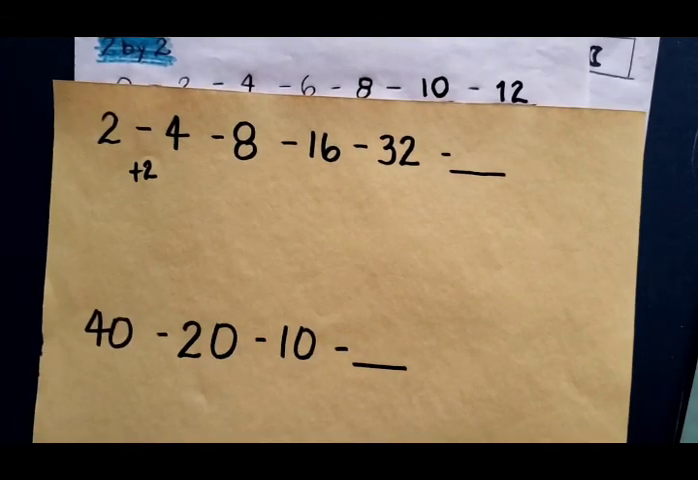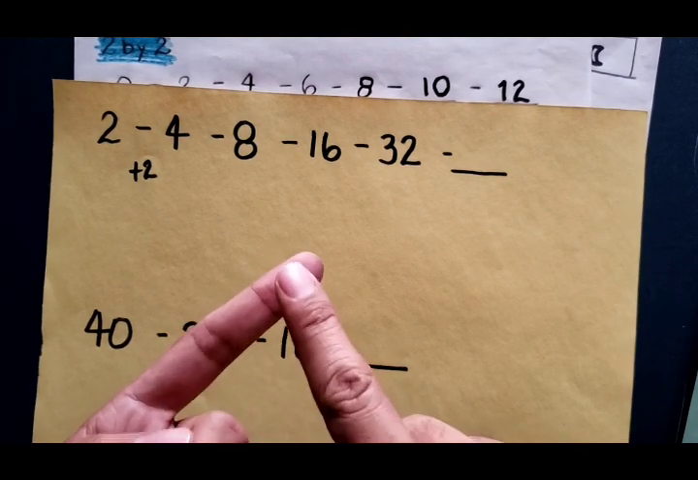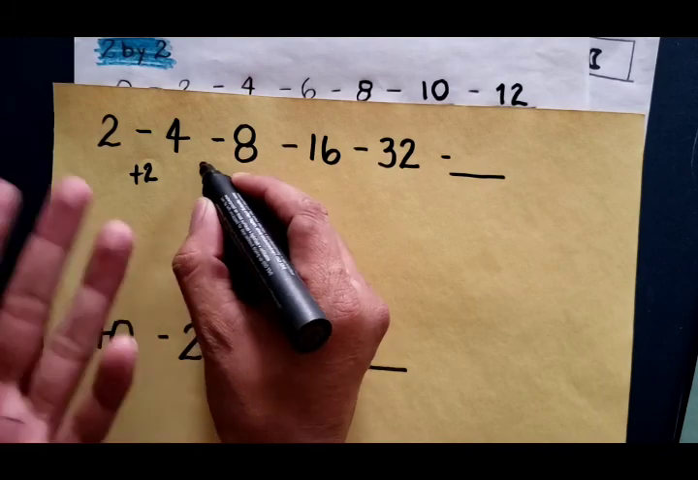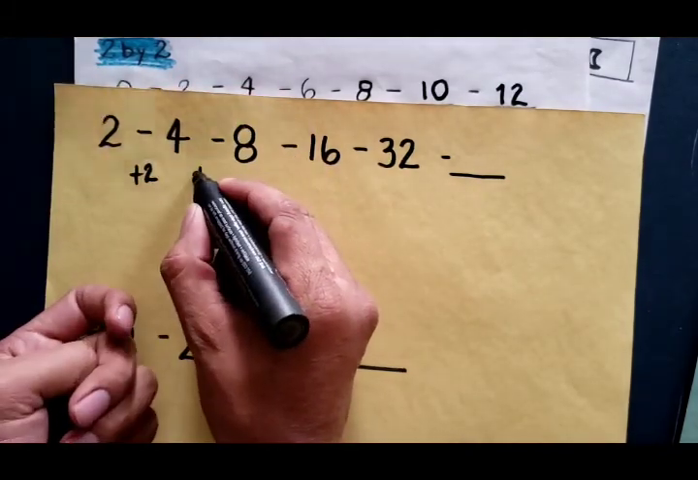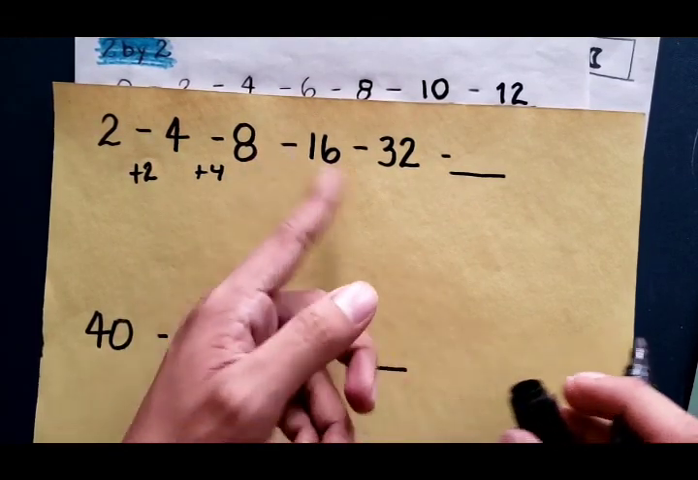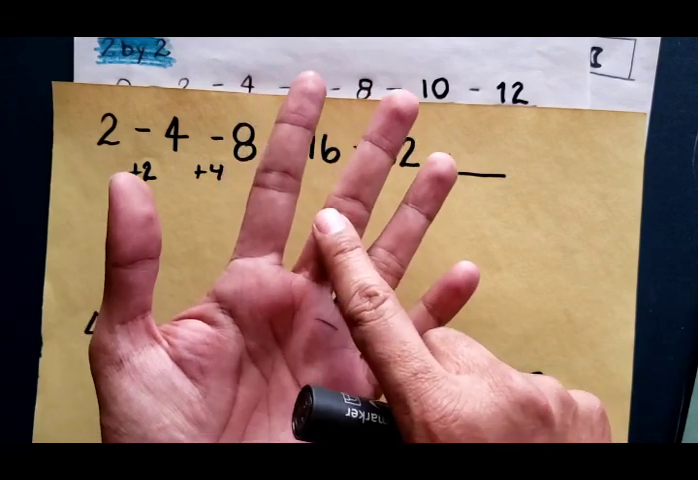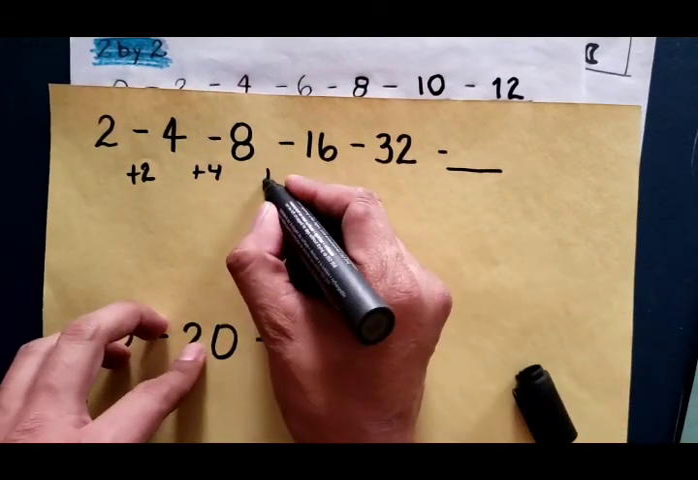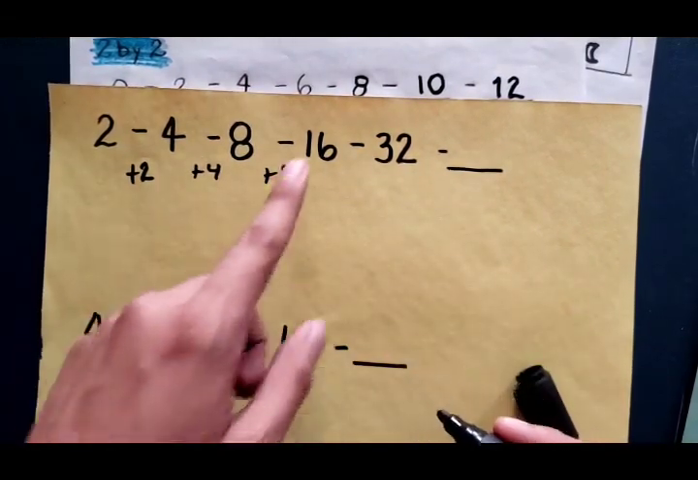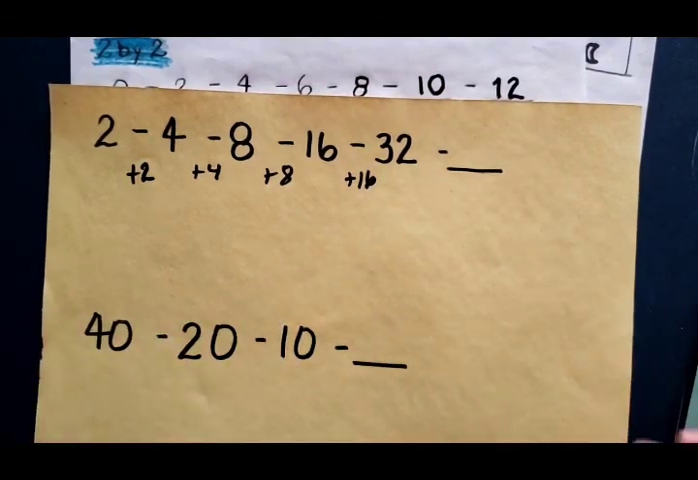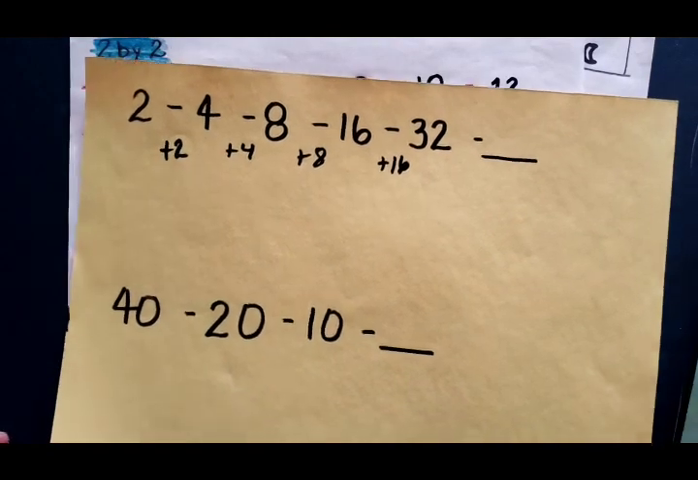4 plus 8. That is difficult. Let me see. 4, 5, 6, 7, 8. Okay, they added 4. Okay, now we have 8 here. 8 to 16. 8, 9, 10, 11, 12, 13, 14, 15, 16. Oh, that is plus 8. Okay, and then we have 16. That is going to mean plus 16. But do not pay too much attention to this. Let's look at this one instead.